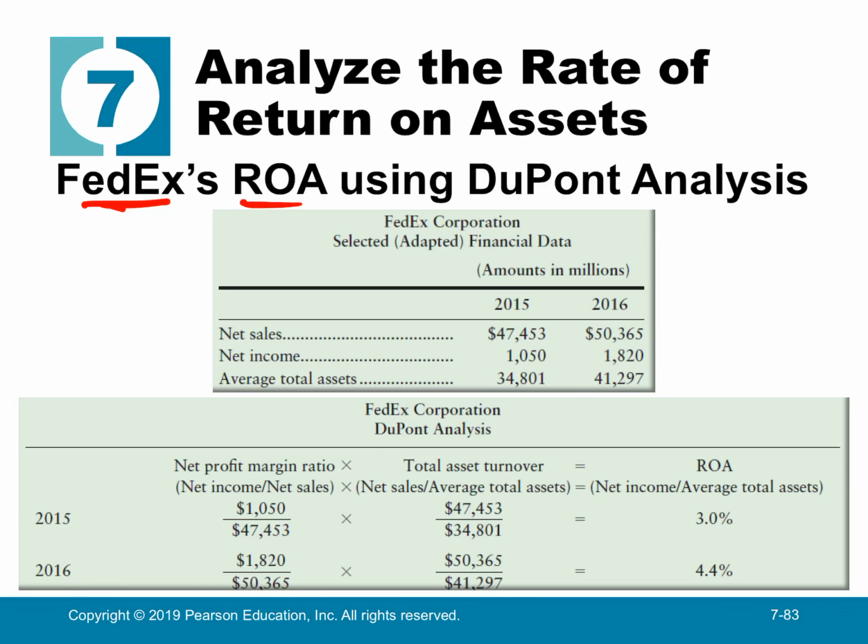So here's an example of FedEx's return on assets if we use this analysis. I'm just going to do 2015, and then you can follow along and do your calculation for 2016. So I can calculate FedEx's return on assets by doing the net profit margin, right? So net income over net sales, how much did they keep from net sales, and total asset turnover, the net sales over average total assets. And that tells me what my return on assets is, 3%. You can do that for 2016 too.